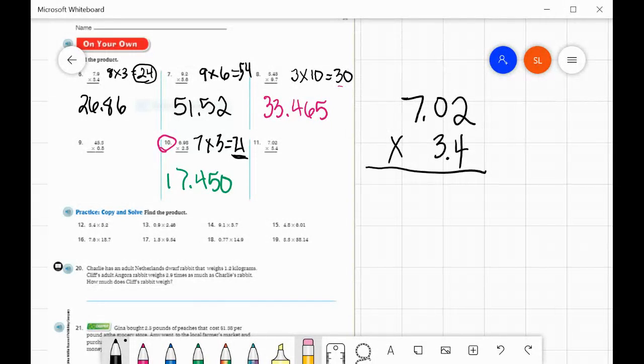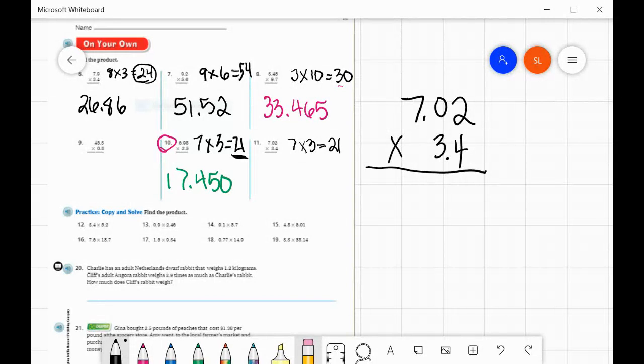All right, welcome back. We are going to do number 11 together. You should already have the answer. If you do not, go ahead and pause and do that work. So let's first look at 7.02. We would round that to a 7. And 3.4, we would round to a 3. So a reasonable answer for us is going to be around 21.